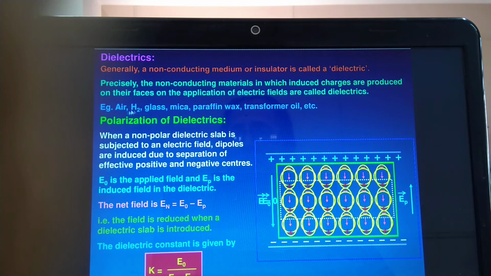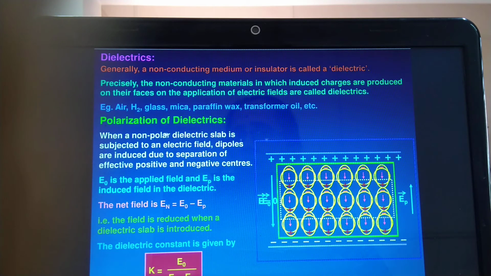Now, some examples of dielectrics I have given here. Air molecules are dielectric, H2 molecules are also dielectric, glass film is a dielectric, mica sheet is a dielectric, paraffin wax also acts as a dielectric, and transformer oil is also a dielectric. Now, from those dielectrics we have to concentrate on the case called polarization of dielectric. Now, what does polarization of dielectric mean? That we have to consider.